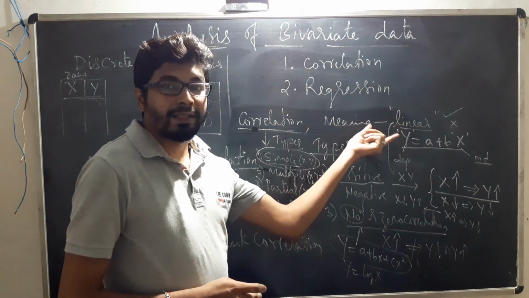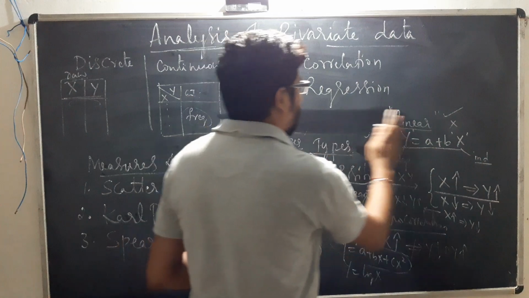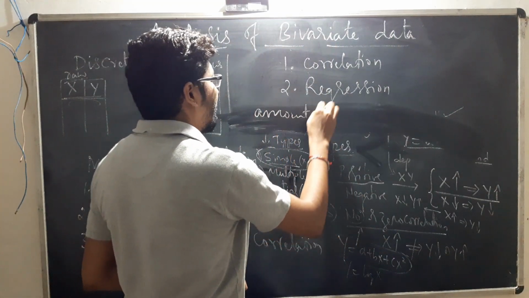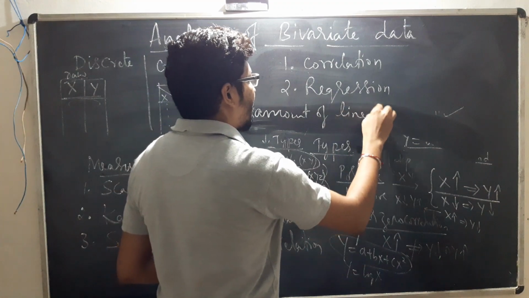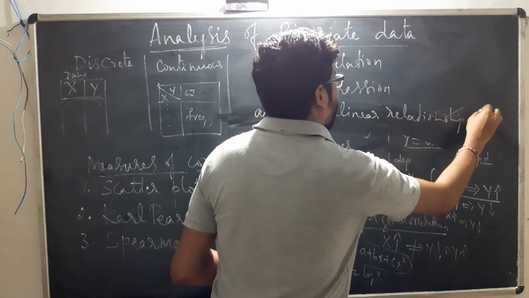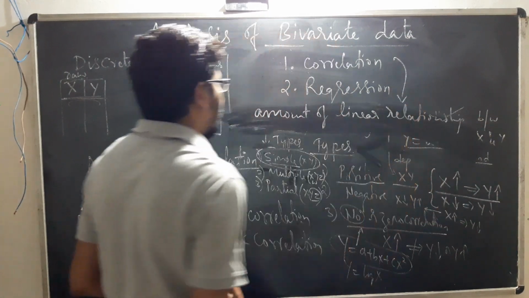Linear, in simple words, you can say amount of linear relationship. Amount of linear relationship between two variables is said to be correlation. Correlation is amount of linear relationship between two variables, say x and y. So that is how correlation is defined.